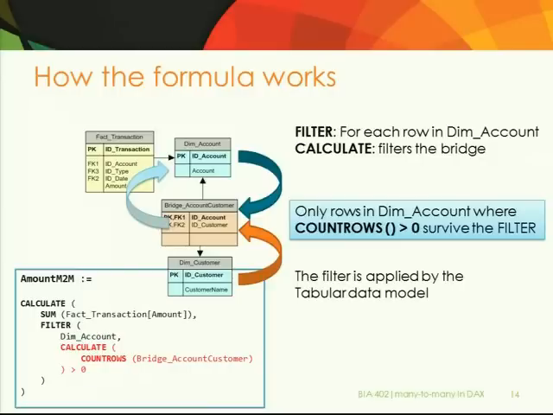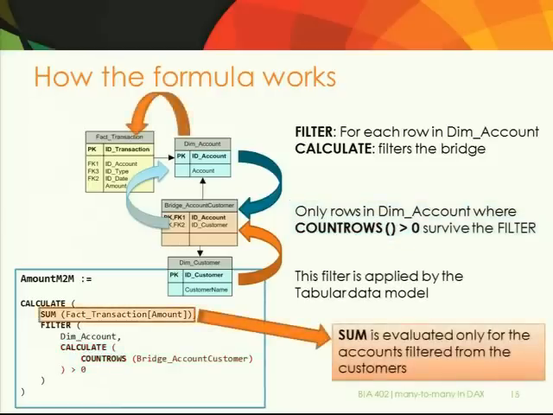Otherwise, it doesn't survive. So what calculate does, it uses the bridge to push the filter up to dim account. And finally, once we have filtered the dim account table, we compute the sum of fact transaction amount, that is computed in a filter that makes visible only the rows in dim account that survive the filter.